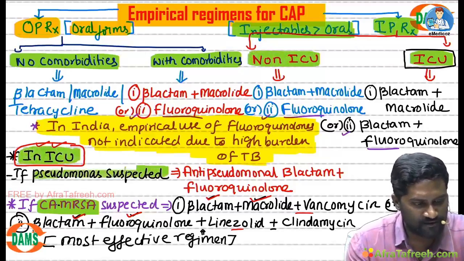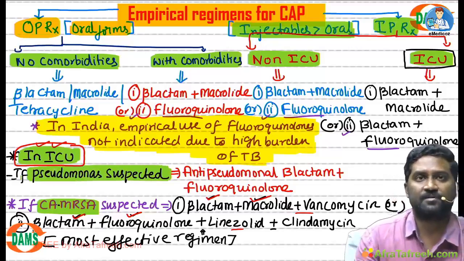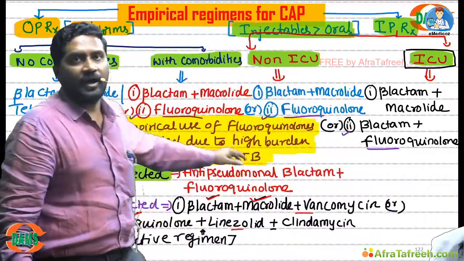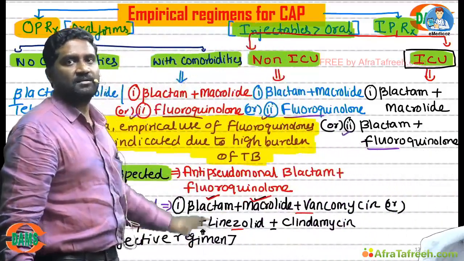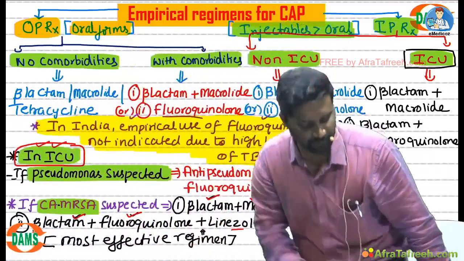If Pseudomonas suspected, what you should give? If community acquired methicillin resistant staph aureus suspected, what you should give? So in this single table, I have completed the empirical regimens of community acquired pneumonia according to 20th edition of Harrison.